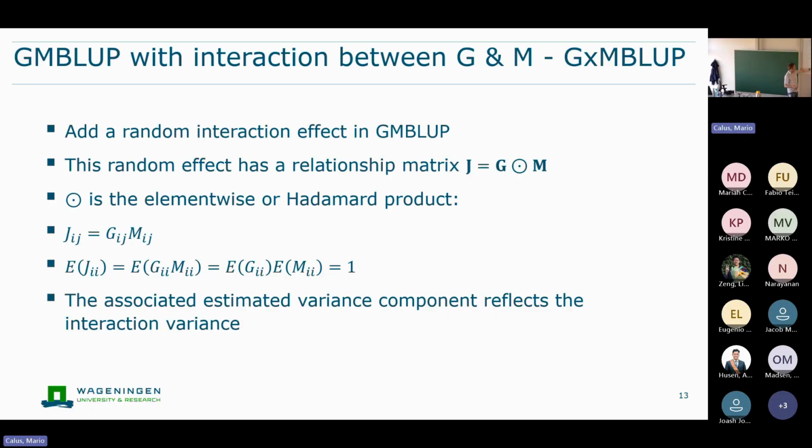And then if we add this as a third matrix in the model, that will also get a variance, and that variance tells us how much of the phenotypic variance is due to the interaction between genotypes and methylation.